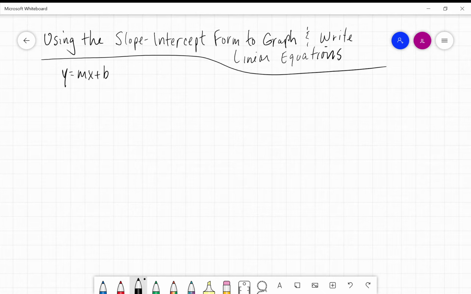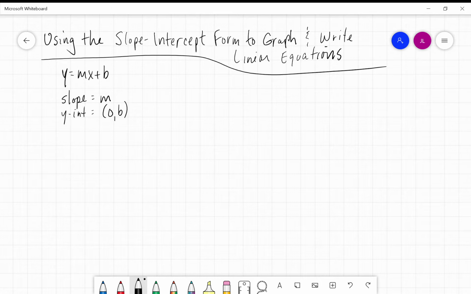We've got to remember our slope is equal to m, and our y-intercept is equal to 0 on the x, b on the y. So that's what we need to remember here.